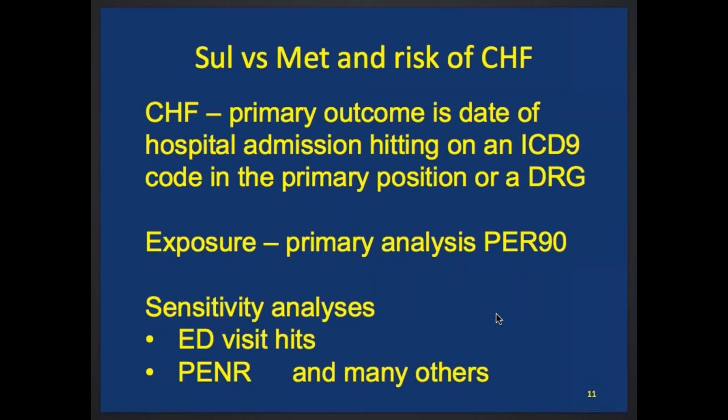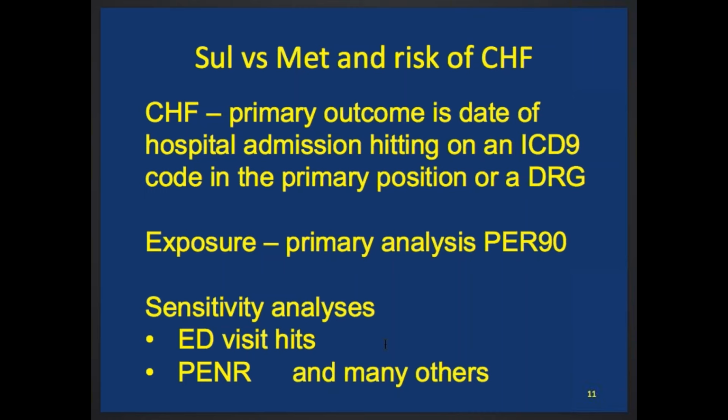So CHF is our primary outcome. It's the date of hospital admission hitting on an ICD-9 code in the primary position or a hit on a DRG code. Our exposure is what we call PER 90, meaning we require people stay persistent on their medication therapy, so they can't fill a different anti-diabetic medication, and they can't go for more than 90 days without their pills in hand, without any pills in hand of their med.